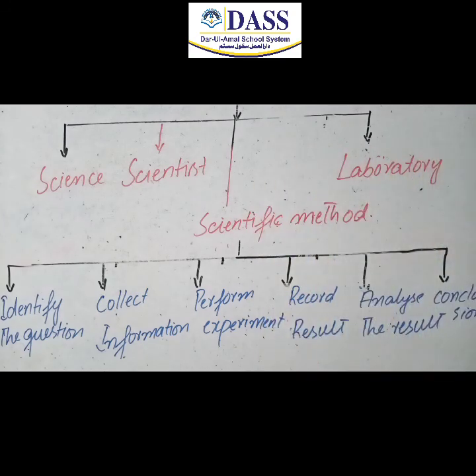Now tell me, what are the 6 steps of the scientific method? Identify the question, collect information, perform experiment, record result, analyze the result, and then conclusion.